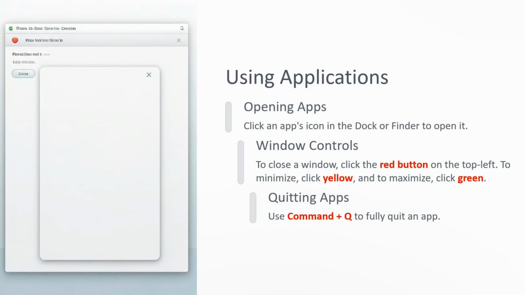How to use applications? To open an app, click on the app's icon in the dock or Finder. To close a window, click the red button on the top left. To minimize, click yellow, and to maximize, click green. To quit an app, use Command plus Q.